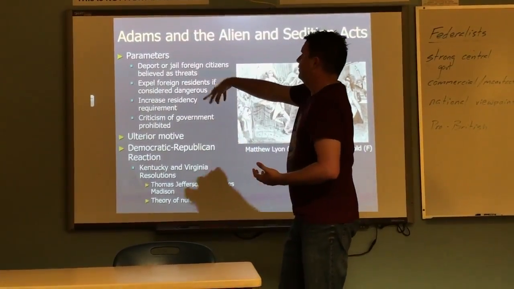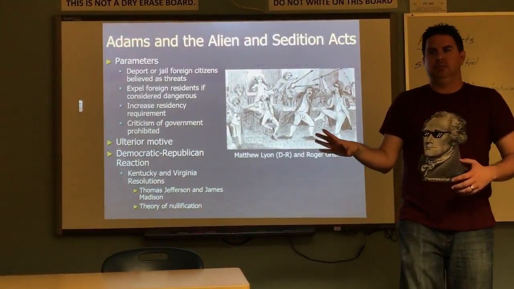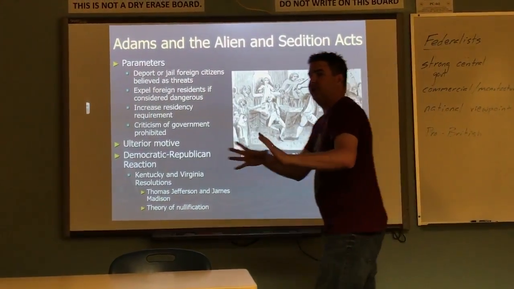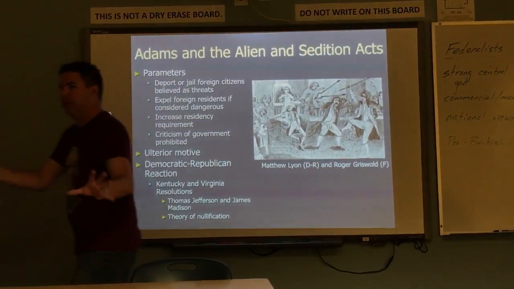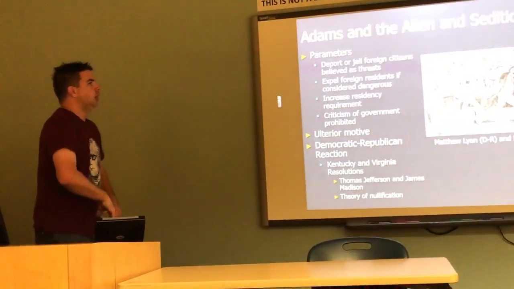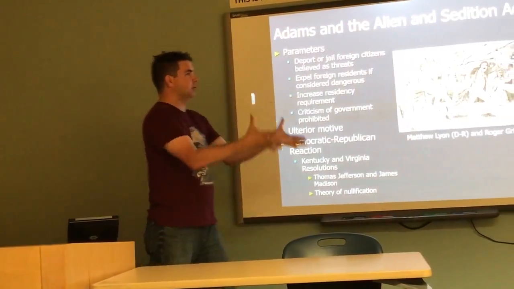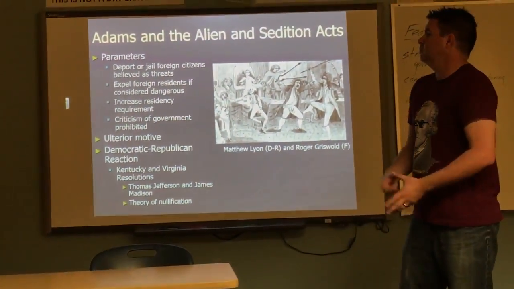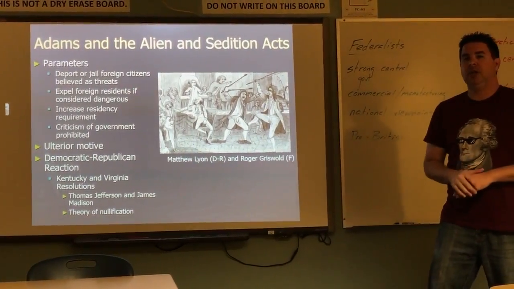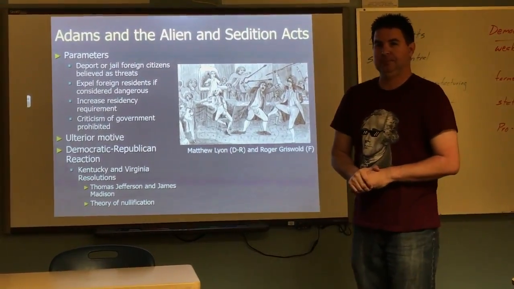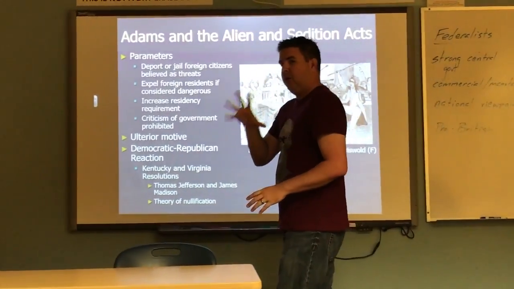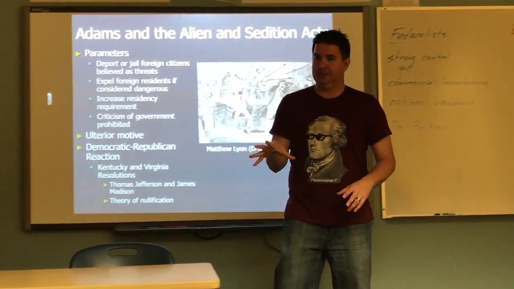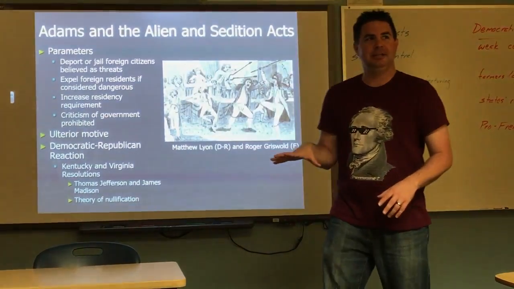The Alien Act lets them deport or jail foreign citizens believed to be threats. Okay, we could have French infiltrators among the population. If we think they're dangerous, we can deport them. Get them out, maybe without much due process. I hope you're starting to see some parallels here.